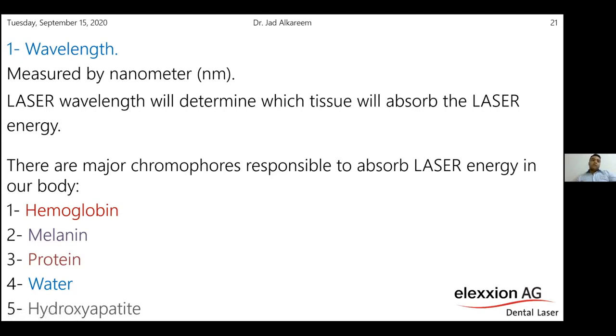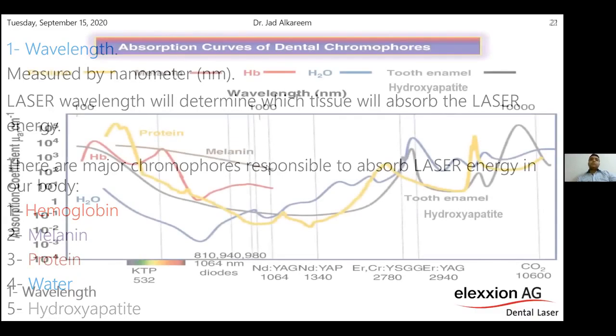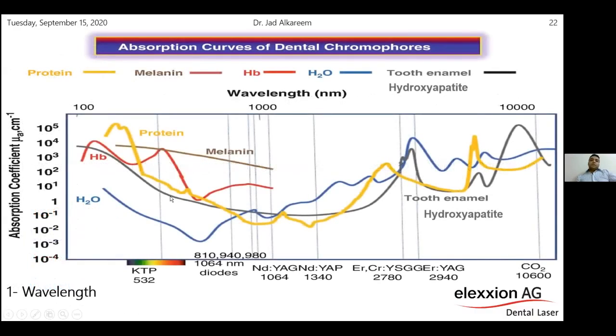So we have 5 main chromophores which are responsible for absorbing the laser energy: hemoglobin, melanin, protein, water, and hydroxyapatite. We have different wavelengths for dental lasers, and each wavelength is absorbed by a certain chromophore. Not all of the wavelengths have the same absorption level, and not all of them have the same cutting efficiency on our tissue.